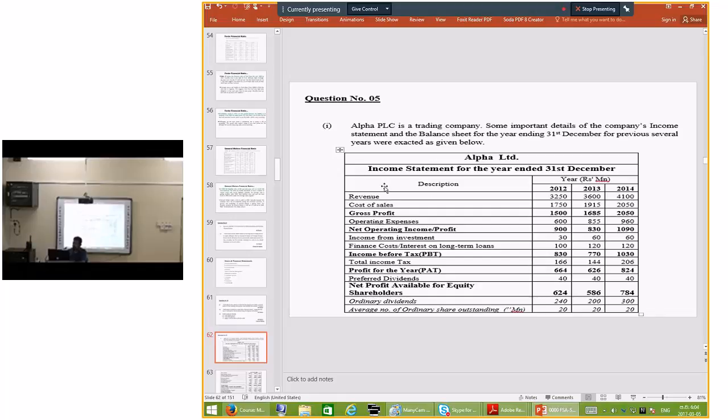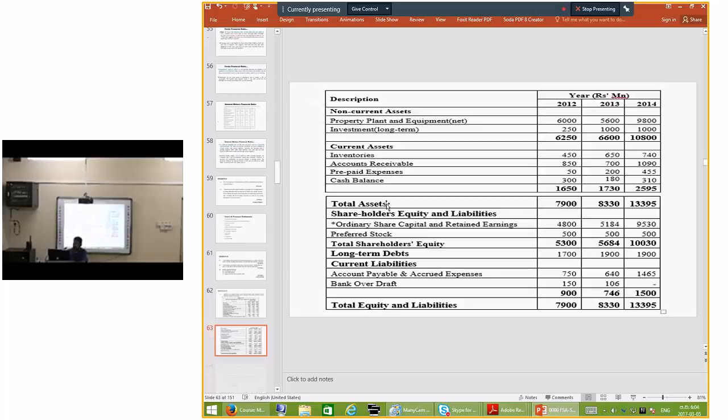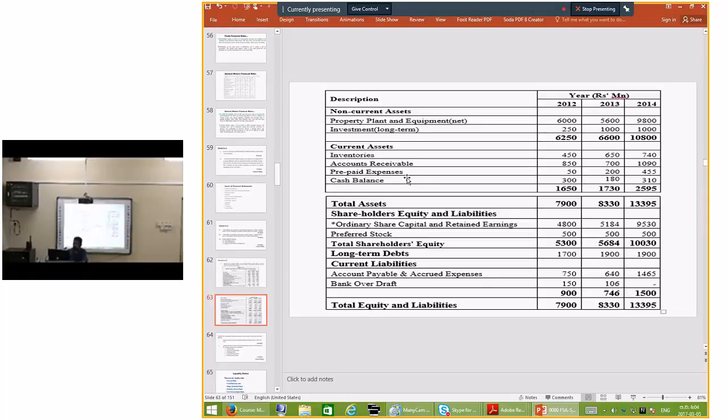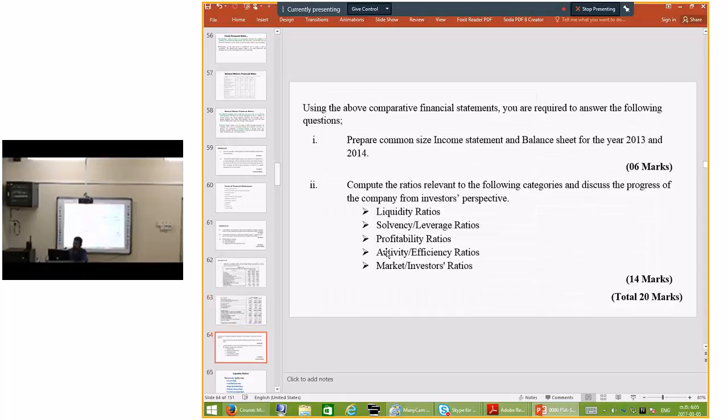Then if you go to the fifth question of the previous paper, you can see the financial statements: the income statement, comprehensive income statement, and the statement of financial position, right? Then it asks some questions. Using the above comparative financial statements, you are required to answer the following questions. Prepare common size financial statements, that means the income statement and balance sheet, for the years 2013 and 14. Then you should be able to prepare that common size financial statement.